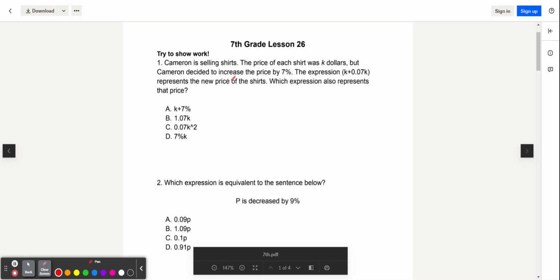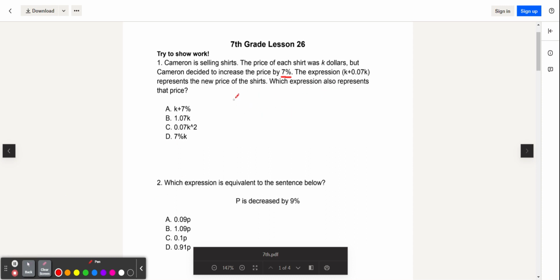So for our first problem, word problems, Cameron is selling shirts. The price of each shirt was K dollars, but Cameron decided to increase the price by 7%. The expression K plus 0.07K represents the price of the new shirts. Which expression also represents that price? So this is a simplification problem, and we are going to simply add the variables.